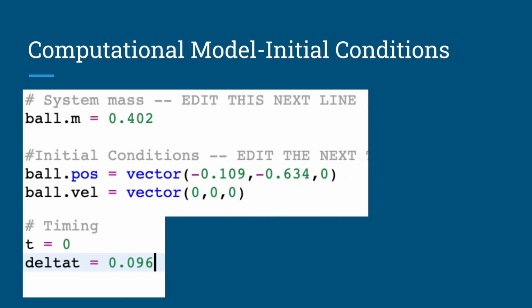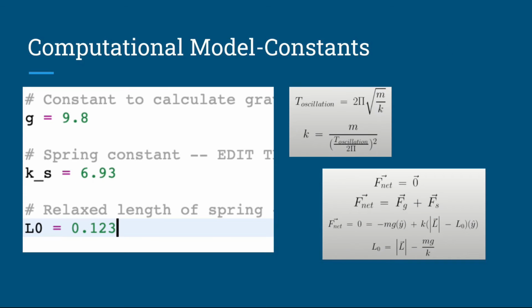These are the initial conditions for the computational model, which are derived from the initial conditions presented in tracker on the previous slide. Here are the interaction constants of the model. We are told that the spring constant k and the relaxed length L0 for the spring can be found in a pre-lecture video, so the values in the code are from that video. However, the equations and steps to calculate the spring constant and the relaxed length are shown at the bottom of the slide, because we can see that the spring constant can be determined from the oscillation period that we recorded through tracker.